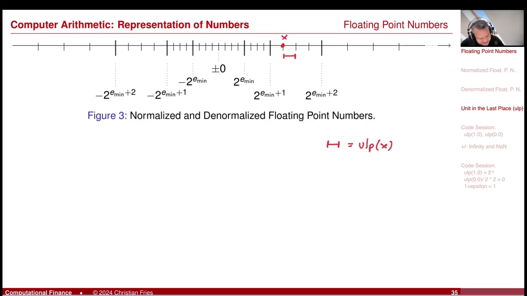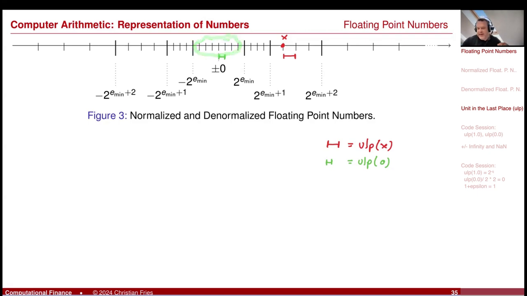Yeah. And this depends on where you are looking at. Yeah. For example, here, it is a little bit wider. Yeah. If you take a look at, for example, zero, okay, then it is a little bit smaller. So the unit in the last place is somehow the absolute difference of two neighboring floating point numbers. This absolute distance is increasing, so it depends on which number you are looking at. We had for the normalized floating point numbers, so the guys that are on this side here, that the relative distance stays bounded, but actually relative distance doesn't make sense if you get close to zero.